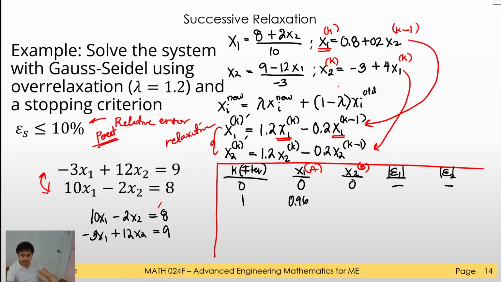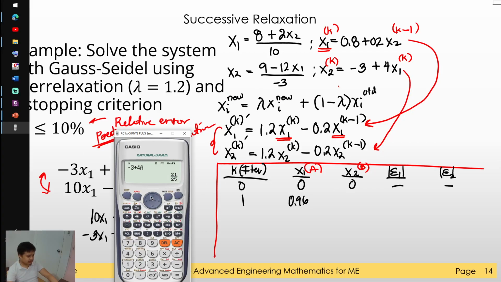So let me just check here. Just checking if this is correct. Oh, where did I go wrong? Recalc. 0.96.